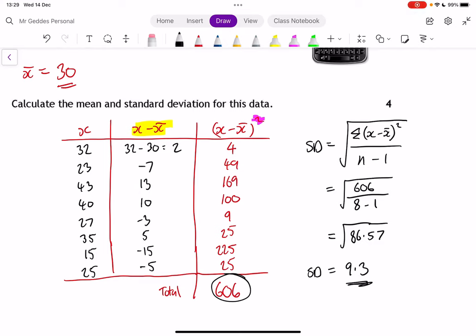So 9.3, that's a standard deviation, okay? Right, anybody want to ask anything? You saw where everything came from. You're not going to forget what N is. A lot of people forget what N is. Number of numbers. Number of numbers, okay? Right, let's go for it.